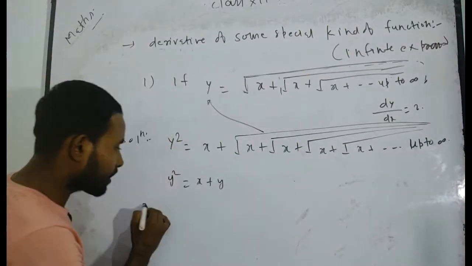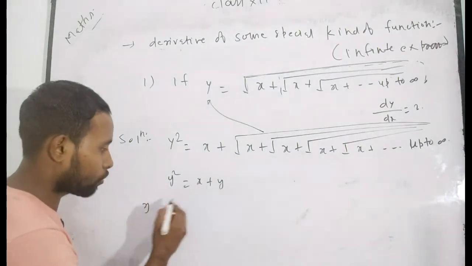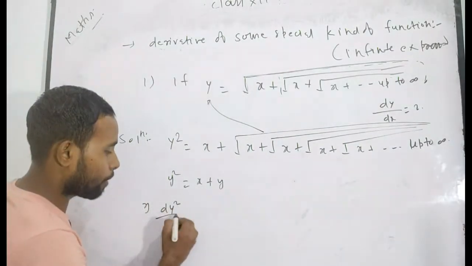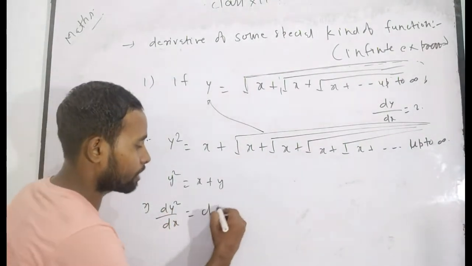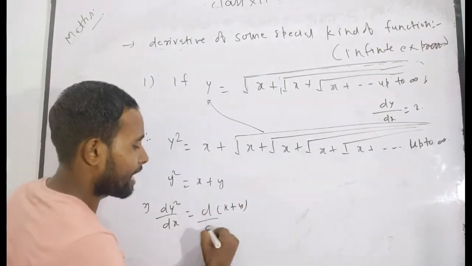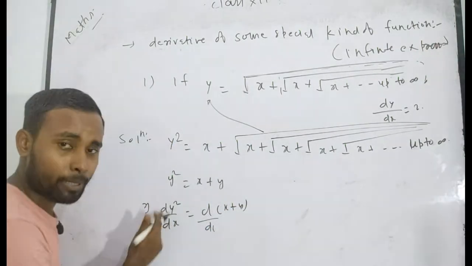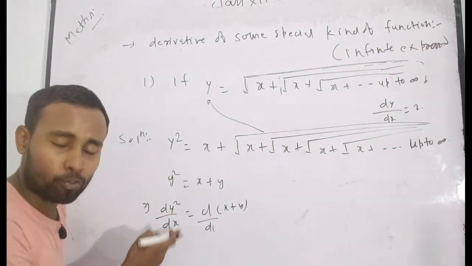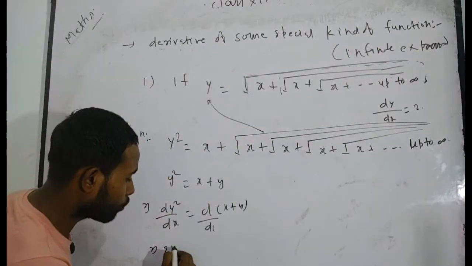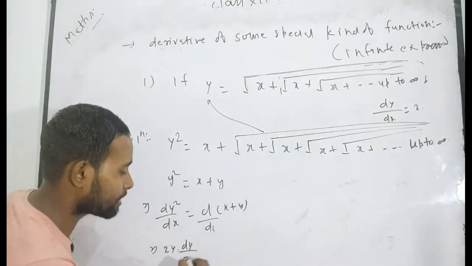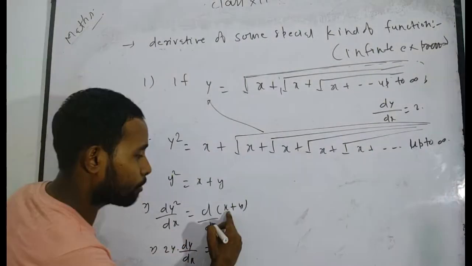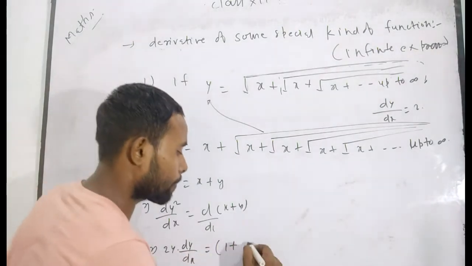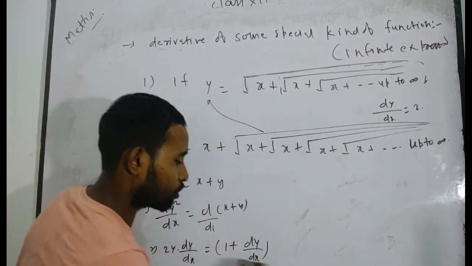Now you have to simply differentiate on both sides. After differentiating on both sides, the derivative of y square with respect to x will be the derivative of x plus y with respect to x. The derivative of y square with respect to x will be 2y dy/dx, and the derivative of x with respect to x is 1, and the derivative of y with respect to x is dy/dx. I think you understand very well.